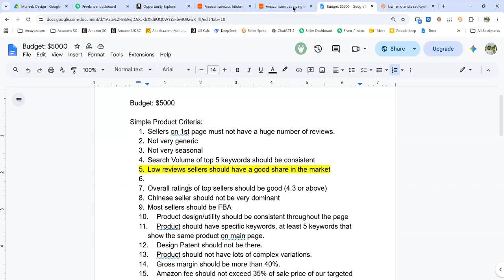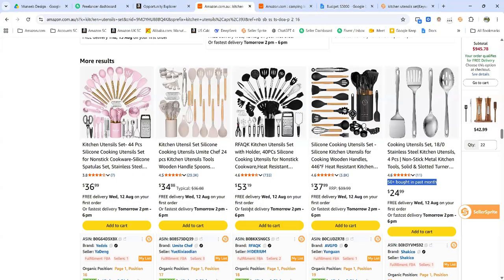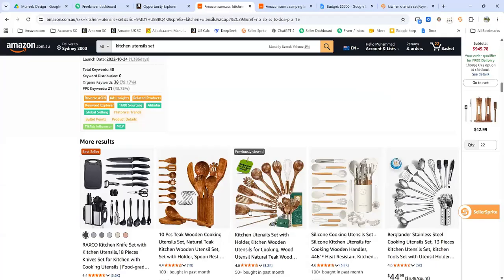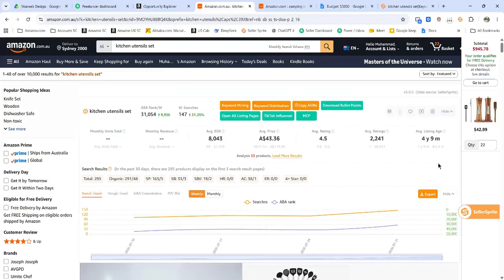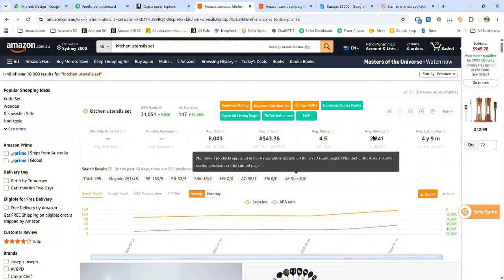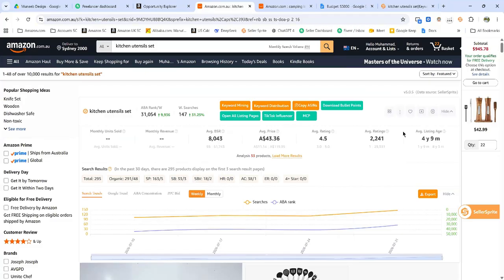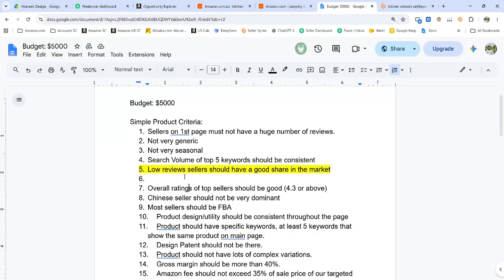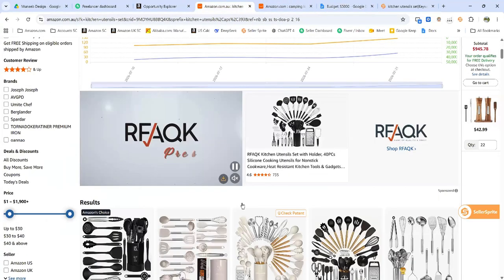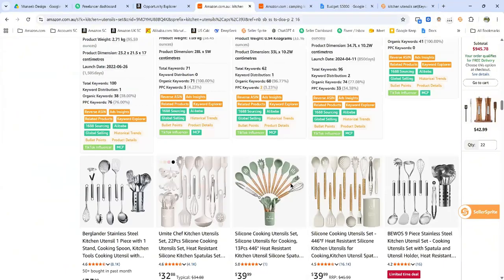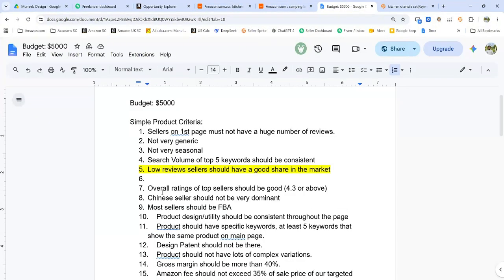But if there's a product in which the sales are only going to the high review sellers, then it automatically means there's more competition in the product, so we try to avoid it. But if the low review sellers, new sellers, are getting good revenue, it means the market is healthy and we can enter as a new seller as well. We can check it manually as well, by checking each competitor, or use the product research tool.